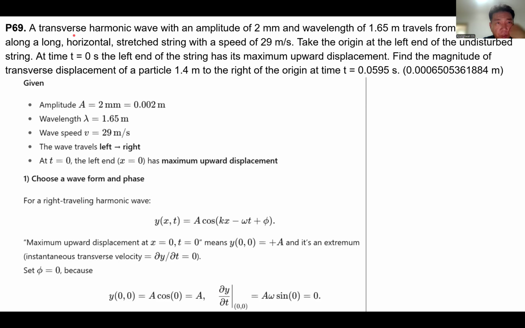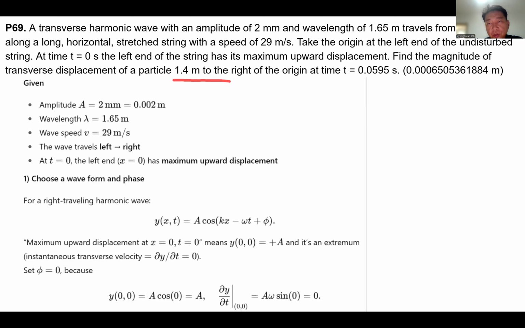Problem 69. A transverse harmonic wave with an amplitude of 2 millimeters and a wavelength of 1.65 meters travels from left to right along a long horizontal stretched string with a speed of 29 meters per second. Take the origin at the left end of the undisturbed string. At time t equal to 0, the left end of the string has its maximum upward displacement. Find the magnitude of the transverse displacement of a particle 1.4 meters to the right of the origin.